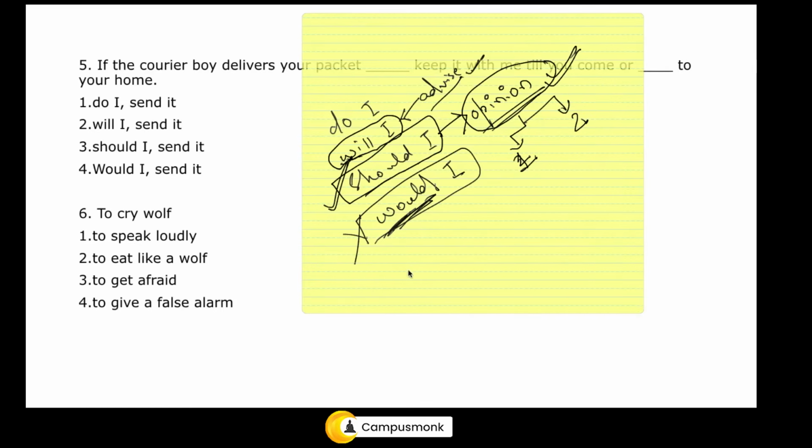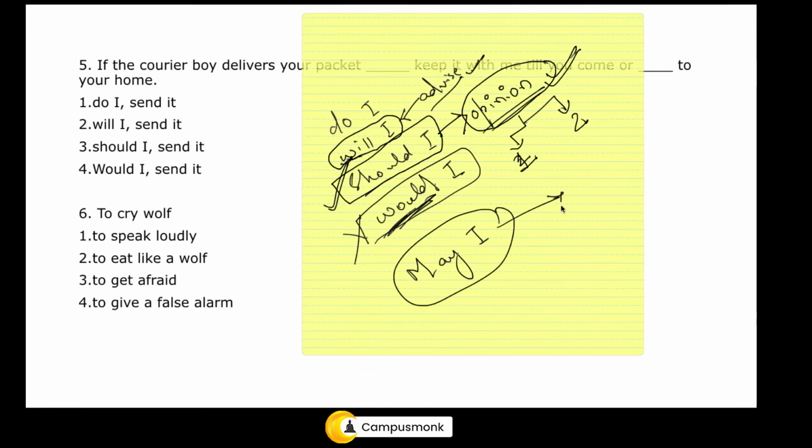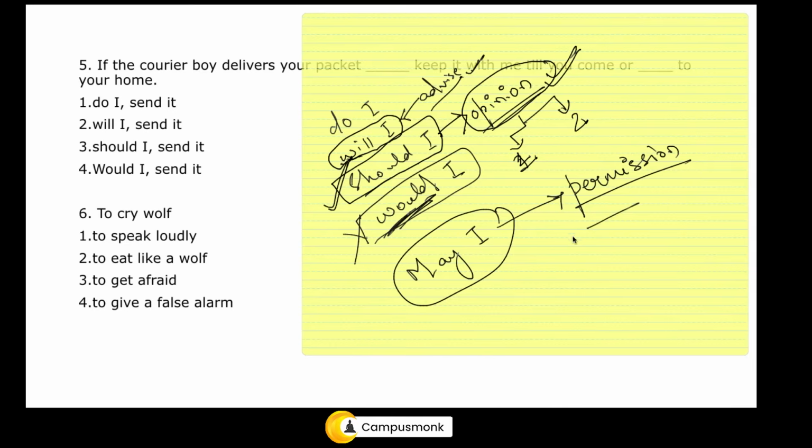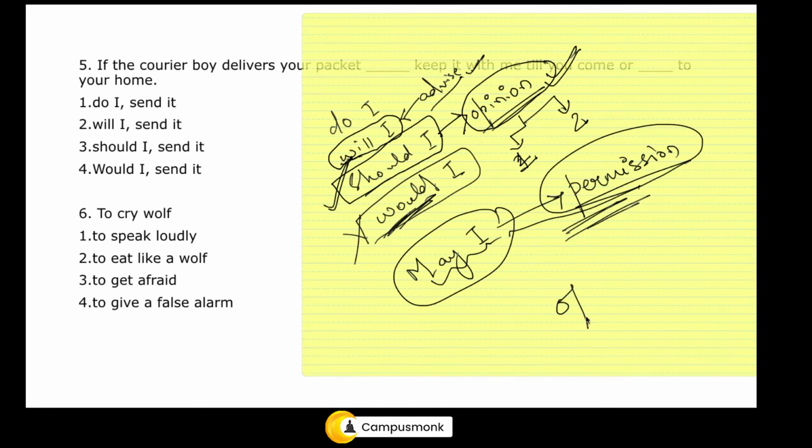And one more term is there, it's may I. Now when is this may I used? It's always used for the sake of permission. May I enter the class? May I use your laptop? May I use your wardrobe? Everything that comes with may I is a source of permission. So here the answer is should I, which is in option number 3.